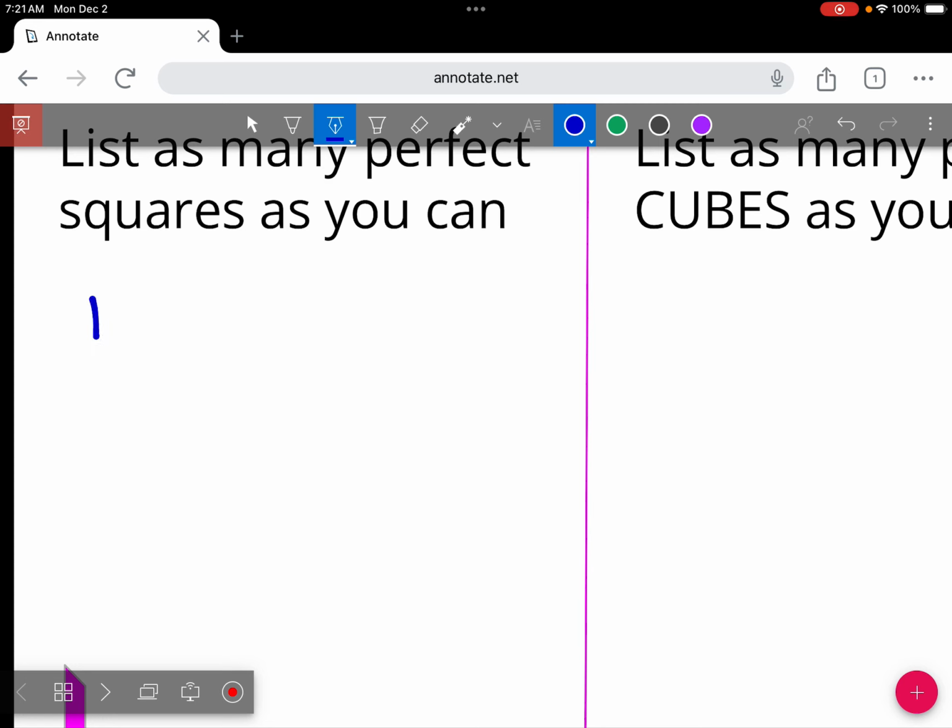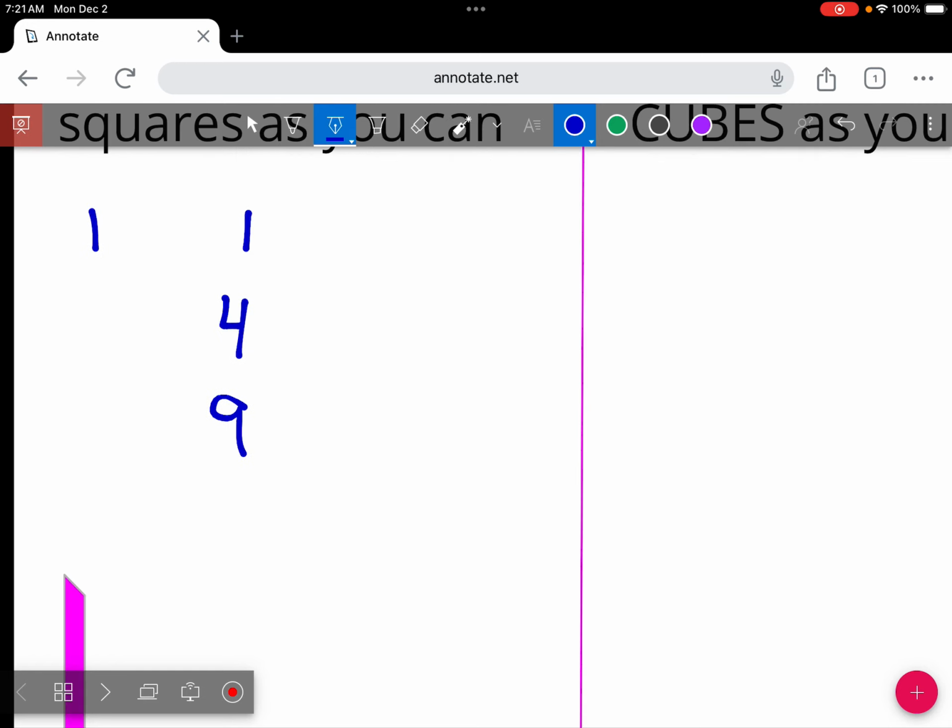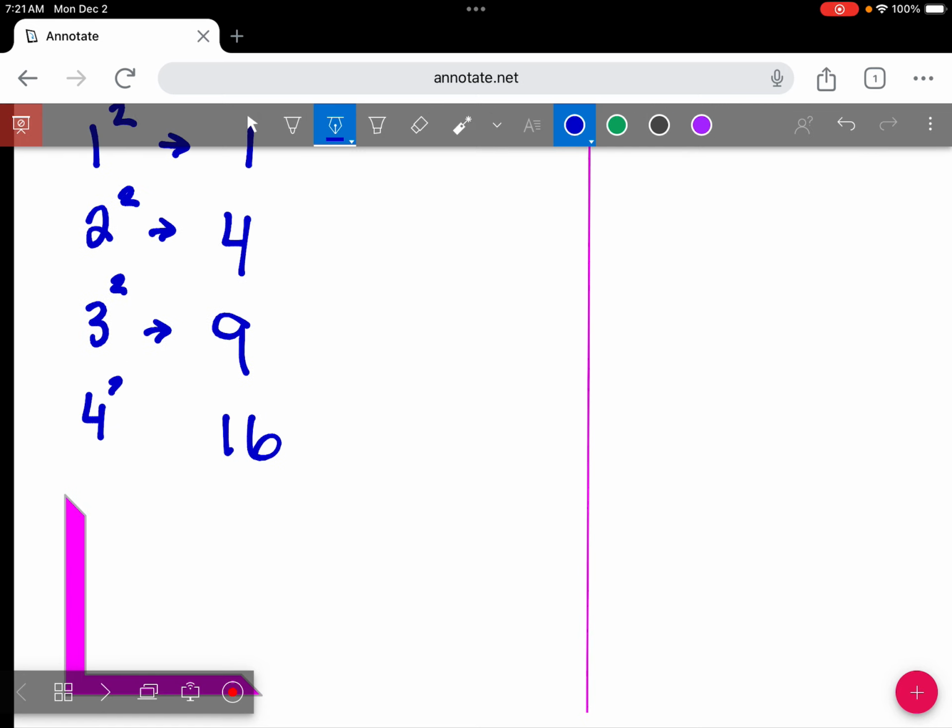1 is a perfect square. 4. Yep. This is 1 squared, that gave me 1. This was 2 squared, that gave me 4. This was 3 squared, that gave me 9. 4 squared gives me 16. What more can you come up with?